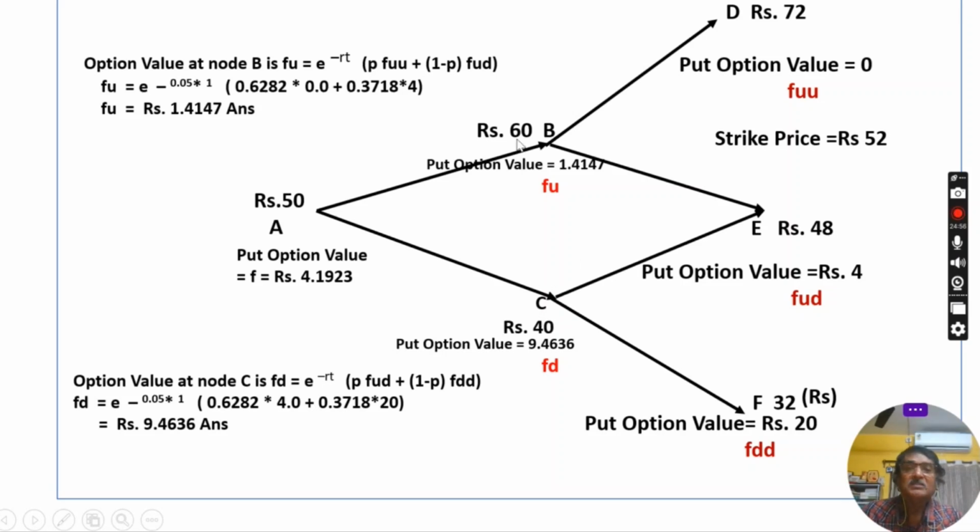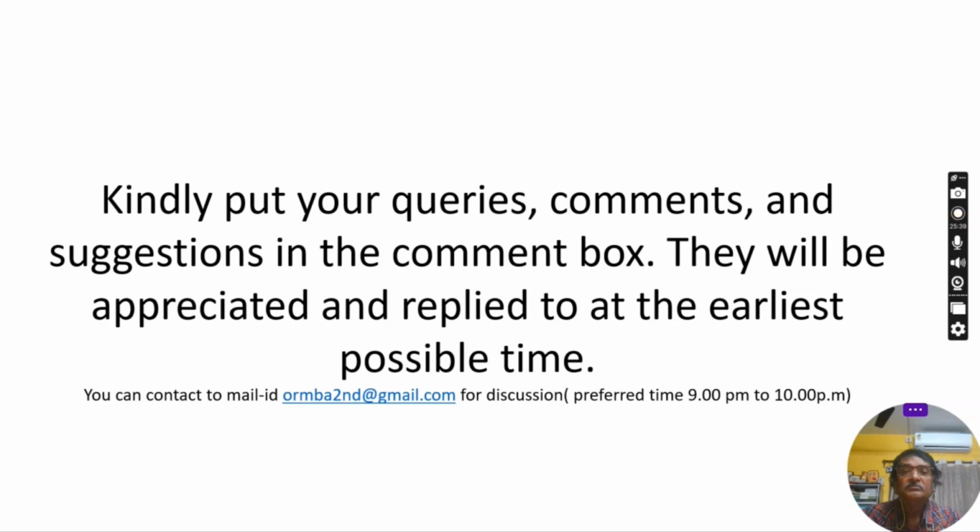If you apply this same formula at this point, here I have applied it, you can check it. The put option value will be this. How? This is the formula. The P value remains the same if you calculate through the formula, and this is the up. FUD is 4, that's why 4 plus 1 minus P into FDD, which is 20. This is the option value at this point. Now again, if you apply it in the same way for a single step, you can get this formula. You can check it.